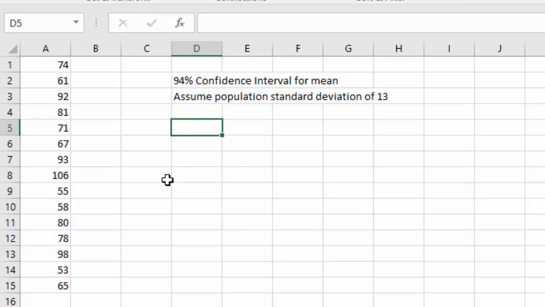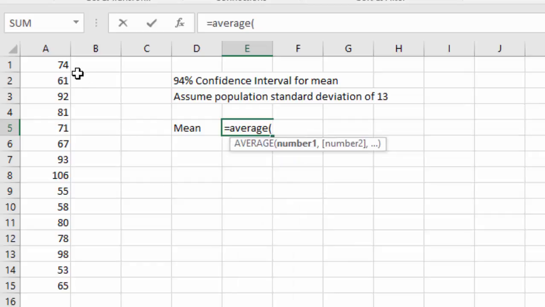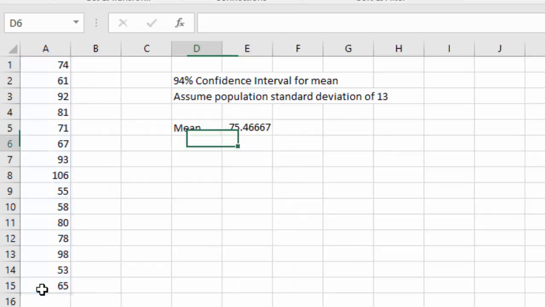Well, first we need a point estimate of what the mean is based on our sample. So to do that, we'll hit equals, average, select the values, and we end up with this 75.46 as our estimate for the actual mean for the population.